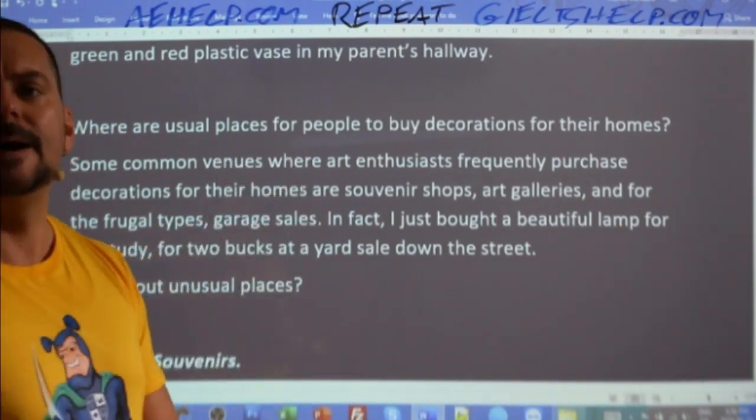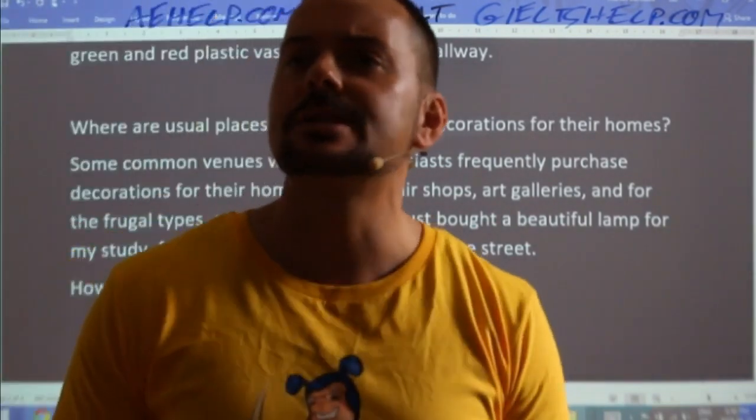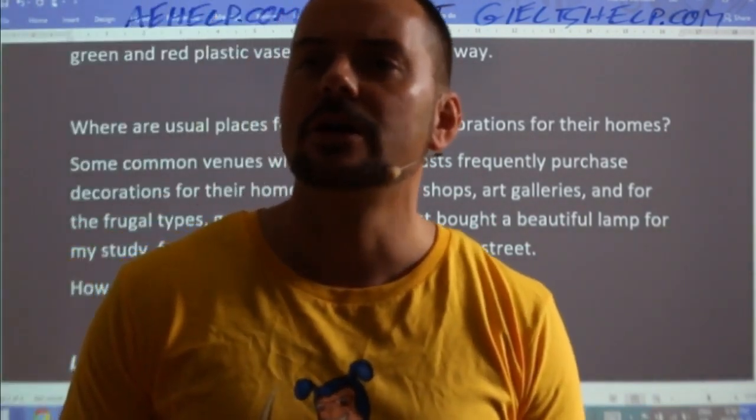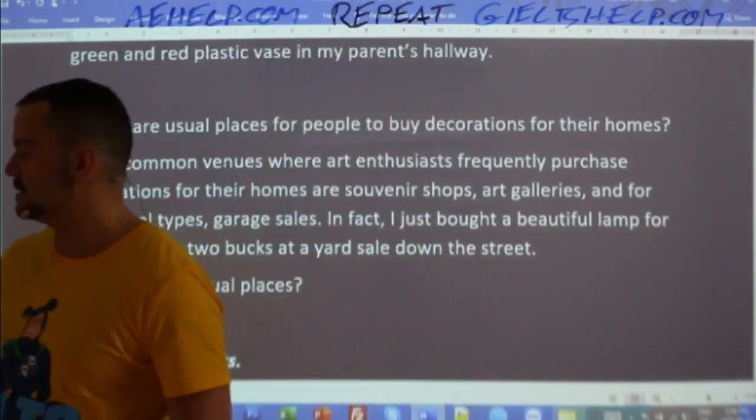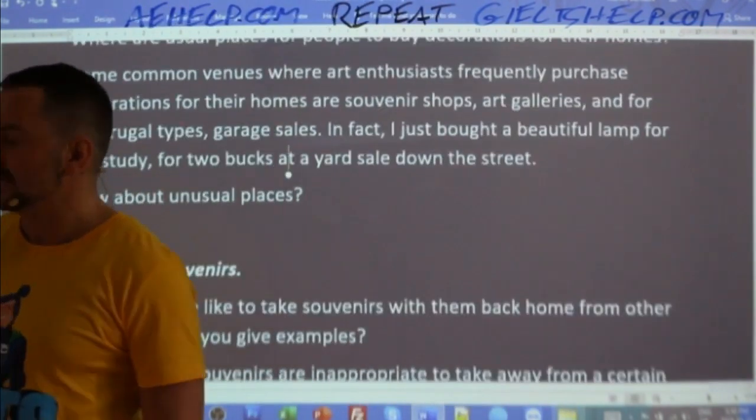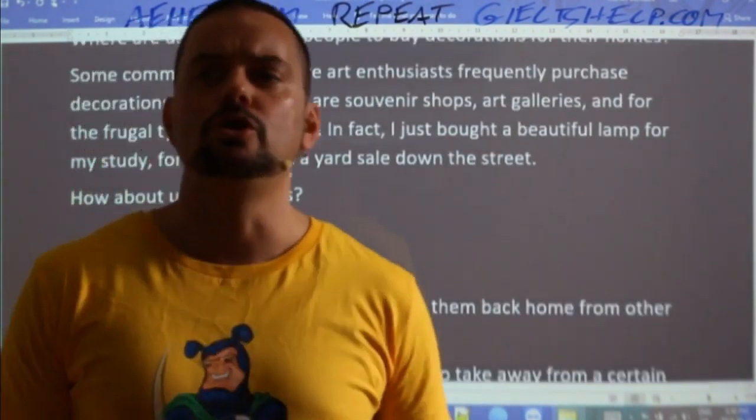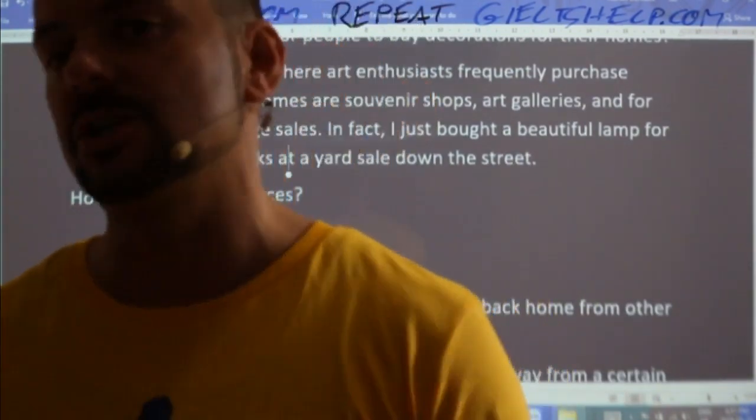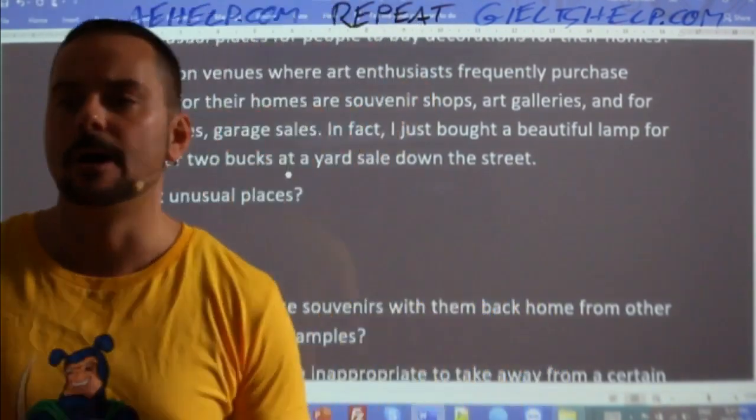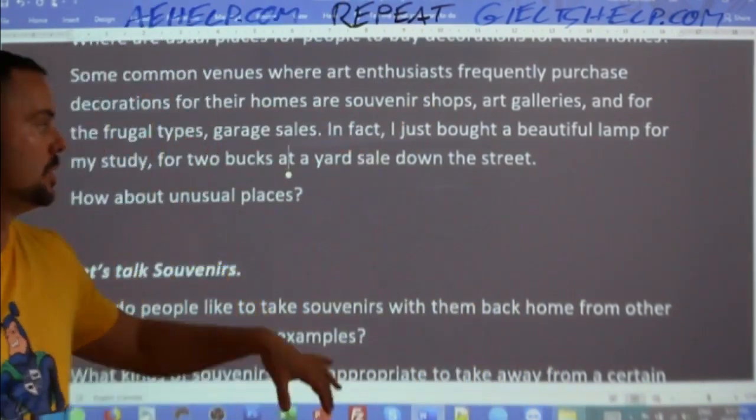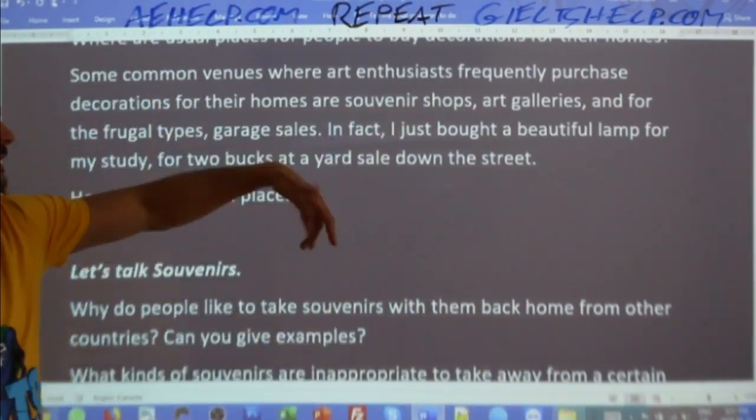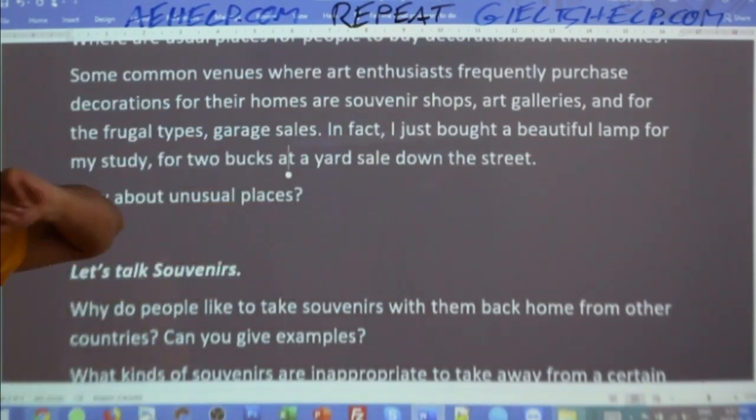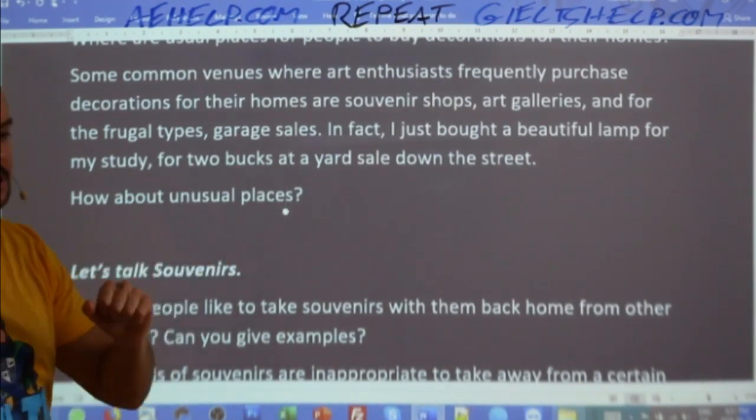All right. So let's see. Okay, so then comes the follow-up question. Part 3 questions are usually not about you, so you don't generally use I, especially when starting your answer. So you start third person, and then you can roll in a smooth example. Like, in fact, I just bought a beautiful lamp for my study for $2 at a yard sale down the street.